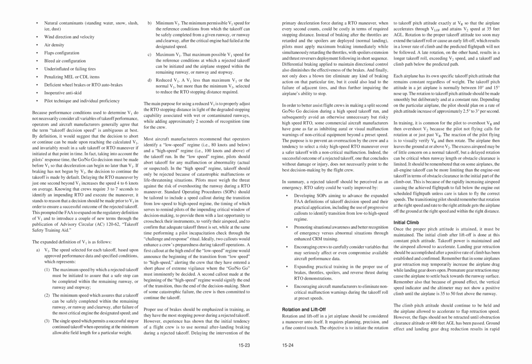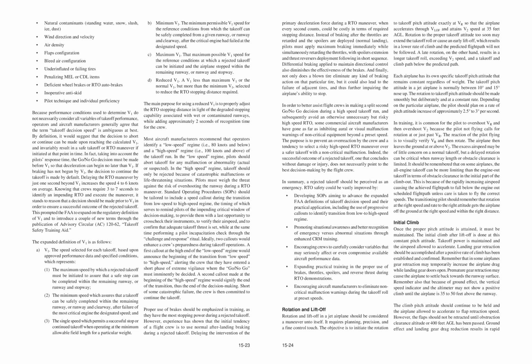Rotation and liftoff in a jet airplane should be considered a maneuver unto itself. It requires planning, precision, and a fine control touch. The objective is to initiate the rotation to takeoff pitch attitude exactly at VR so that the airplane accelerates through the lift-off and attains V2 speed at 35 feet AGL. Rotation to the proper takeoff attitude too soon may extend the takeoff roll or cause an early liftoff, which results in a lower rate of climb and the predicted flight path will not be followed.